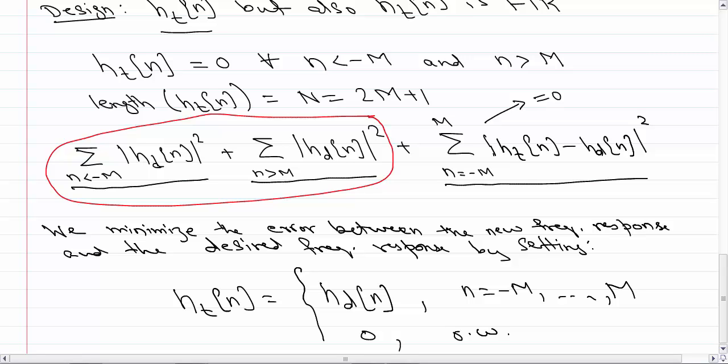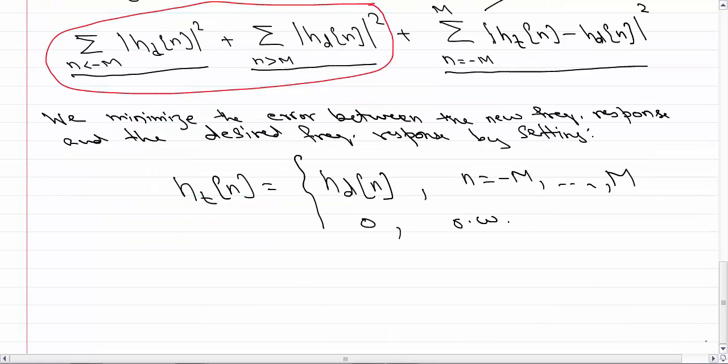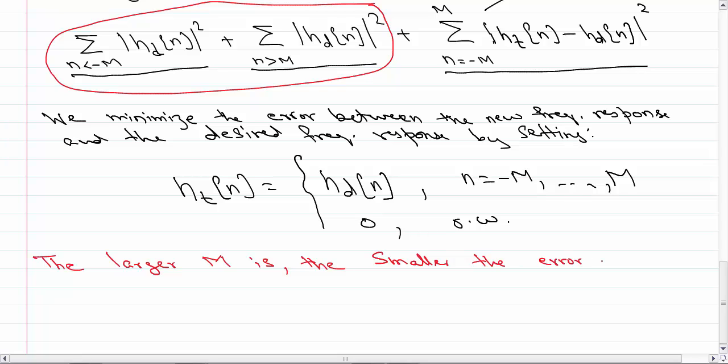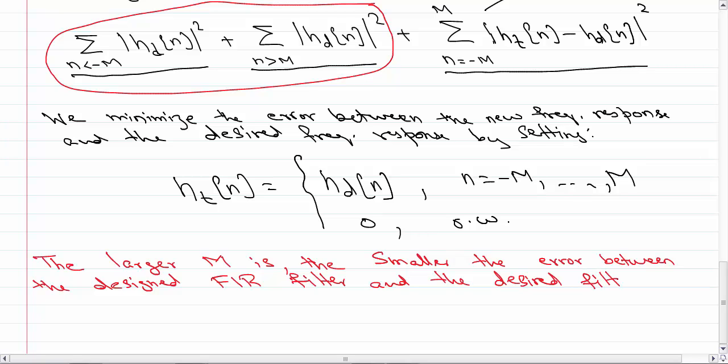Which means that, so what is the role of M in this problem? That the larger capital M is, the smaller the error between the designed FIR filter and the desired filter, which is not FIR. Okay.